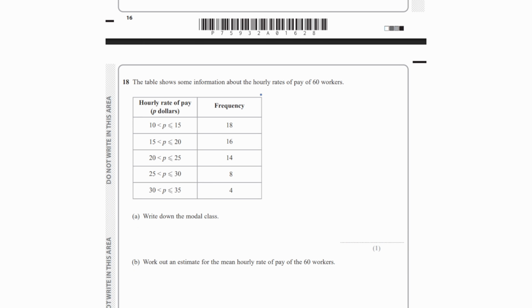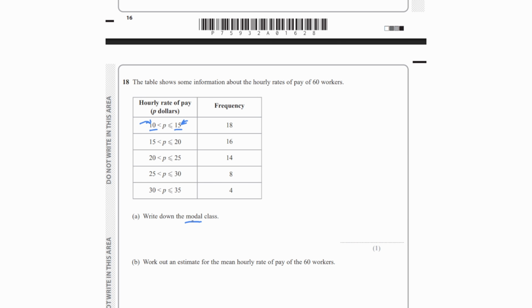The table shows some information about the hourly rates of pay of 60 workers. The hourly rate of pay is between $10 and $15. It tells us that this does not include the 10, so P is greater than 10, but it's less than or equal to 15. So it includes the upper end, it doesn't include the lower end here. And it tells us how many people are getting paid that. There's 18 people. Write down the modal class.